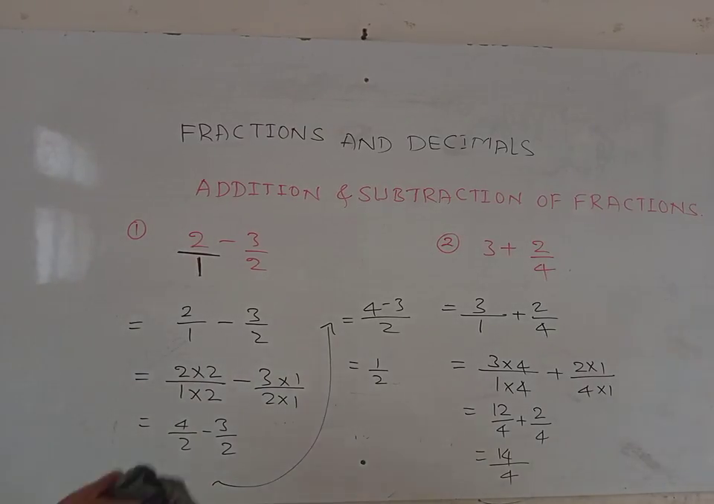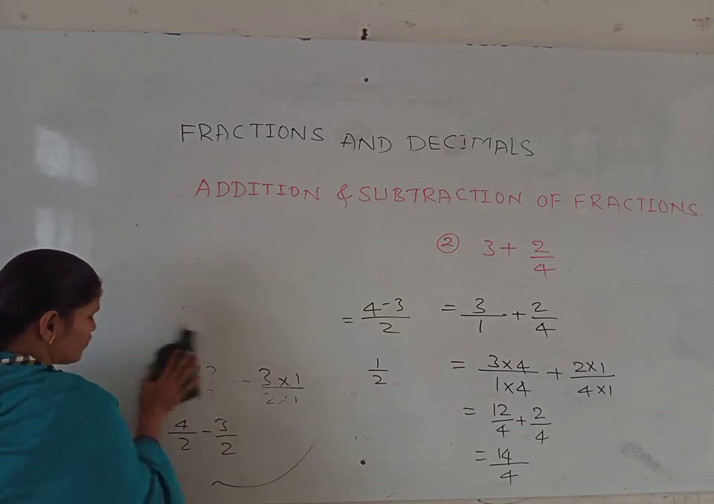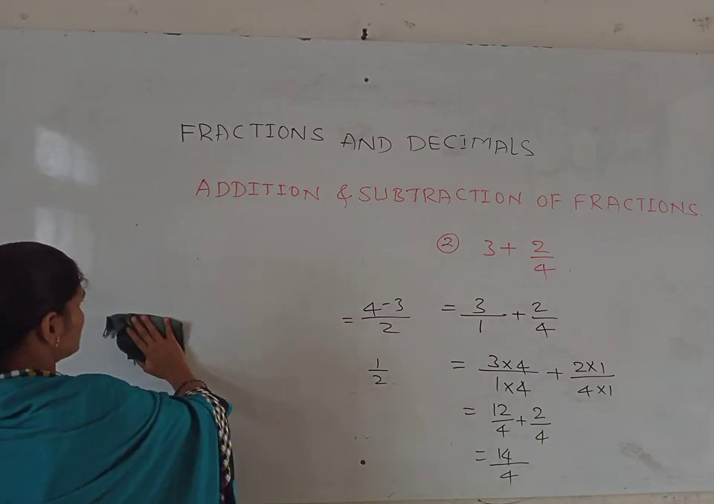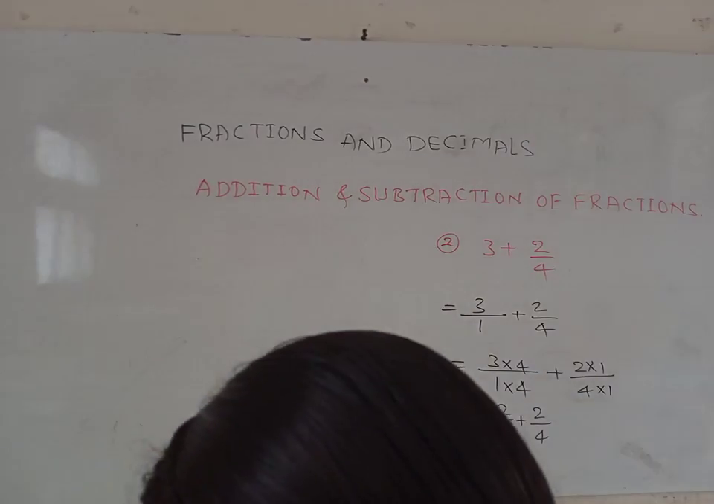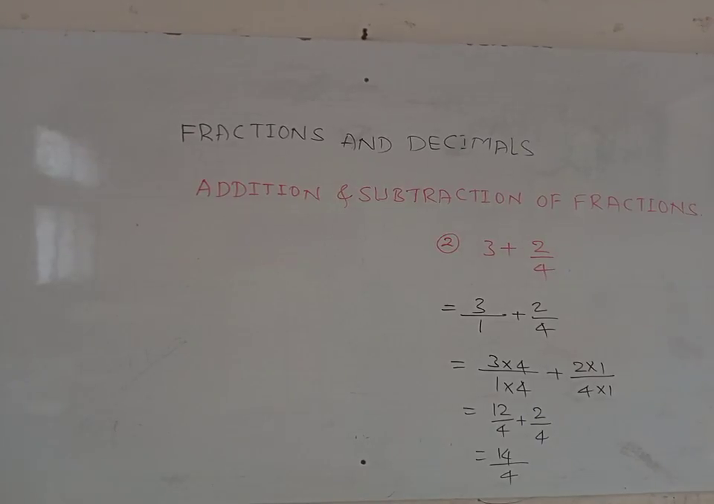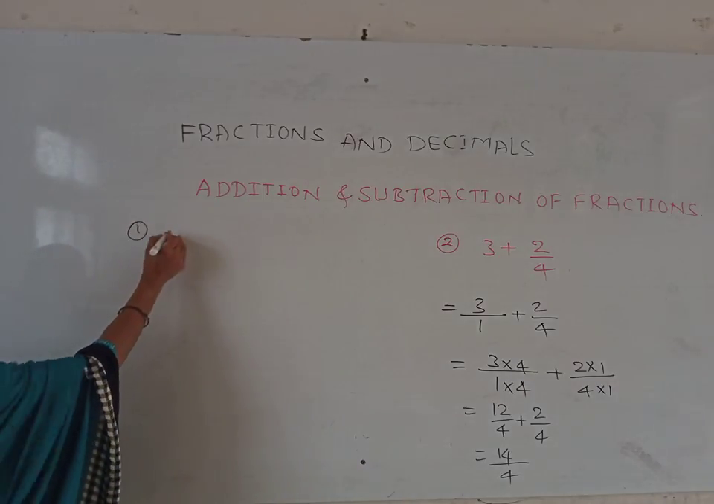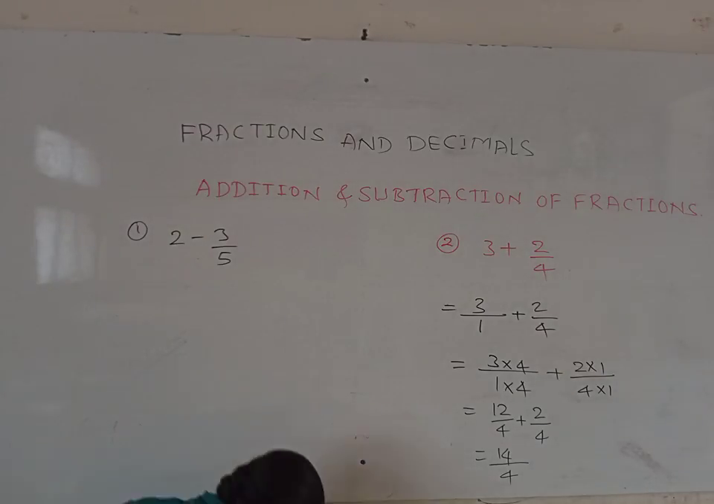Ready? Okay, so easiest question, madam, it is. Yes, some questions I am giving now from your textbook, exercise 2.1. Are you ready? 2 minus 3 by 5. Solve this one. There is no denominator, so make it 1. LCM of 1 and 5 is 5. Then simplify.